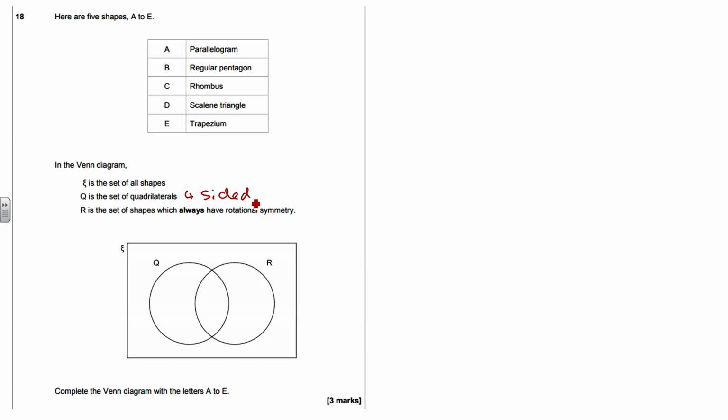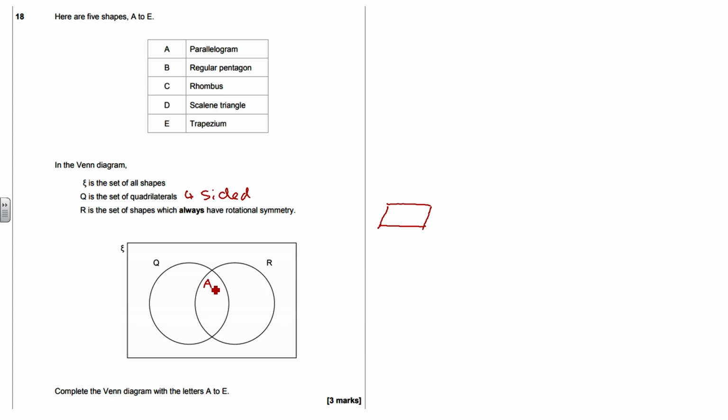So if we look at that then, A is a parallelogram. Now a parallelogram has 2 parallel sides like that, 2 parallel sides like that. It is a quadrilateral, and if we rotate it, when we get it upside down, it matches up on itself again, so it has rotational symmetry. And all parallelograms will do that. When you flip them upside down, they match. So we can say that the parallelogram would go in the middle. It is both a quadrilateral and it has rotational symmetry.